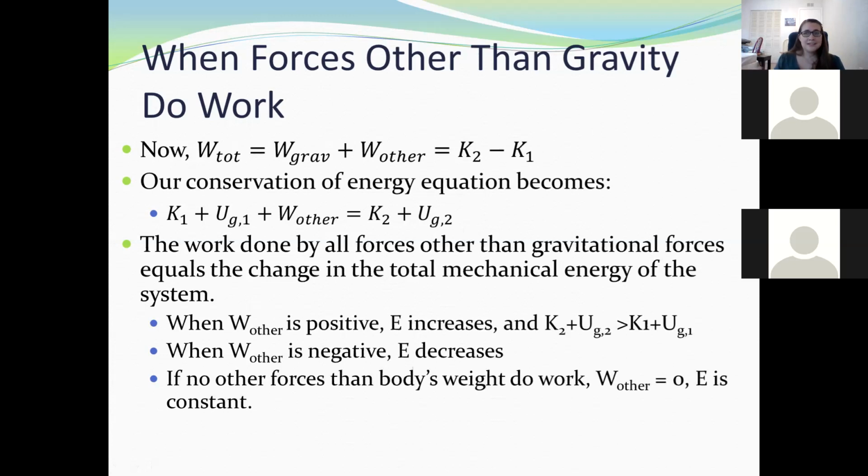If our other work is negative, that's like air resistance or friction trying to slow it down. So our energy decreases and K2 would be less than K1. I'm sorry, energy 2 would be less than energy 1. If there are no other forces than the body's weight, so we just have work due to gravity, then our work due to other things is 0. And so our energy is constant like we saw previously.